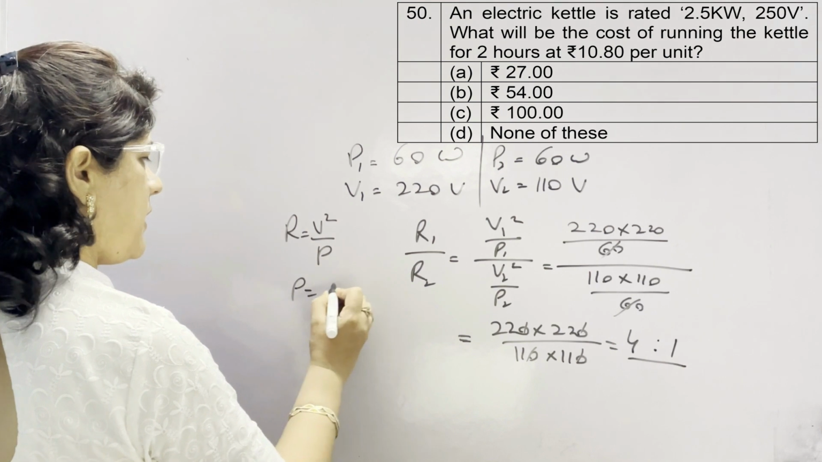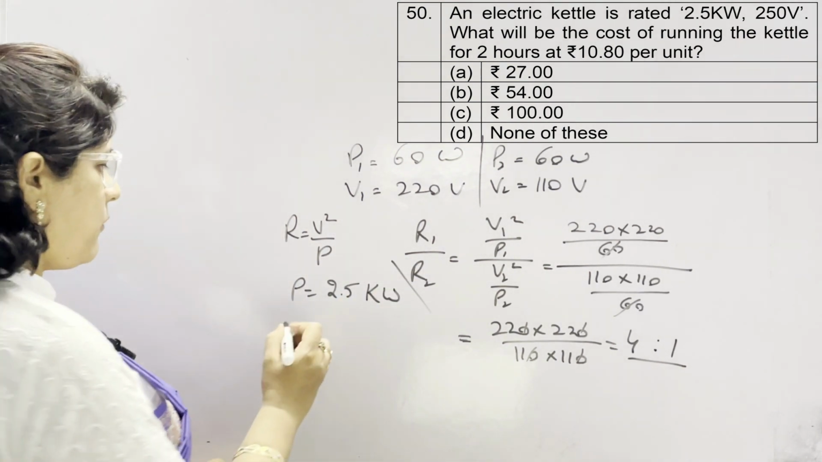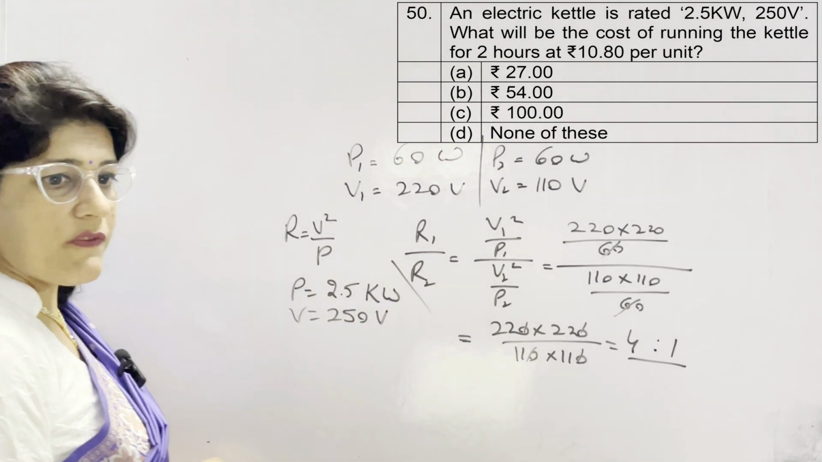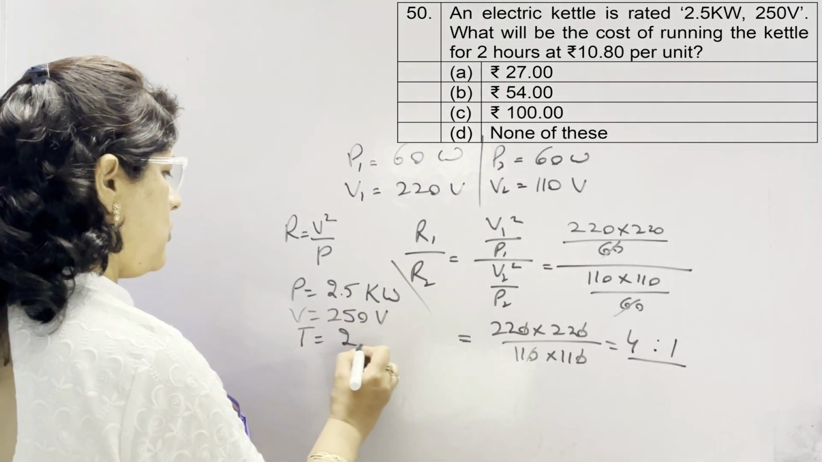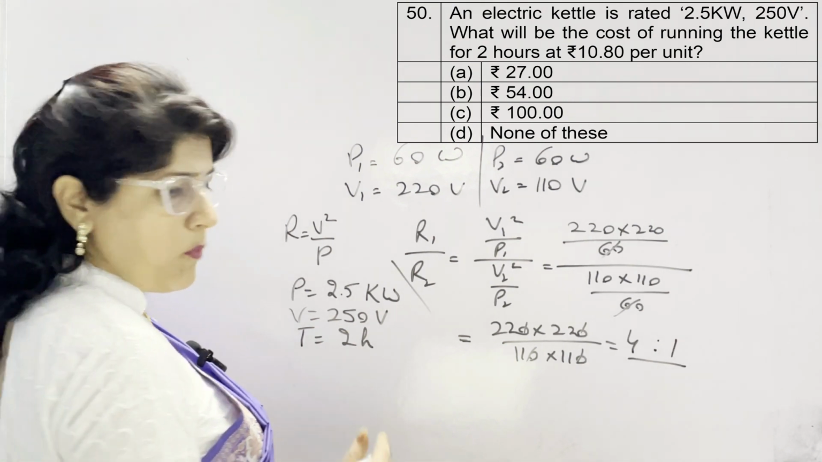In question number 50, an electric kettle is rated 2.5 kilowatt. So power is given as 2.5 kilowatt. 250 volt, voltage is given as 250 volt. What will be the cost of running the kettle for 2 hours? Time is equal to 2 hours at the cost of rupees 10.80.